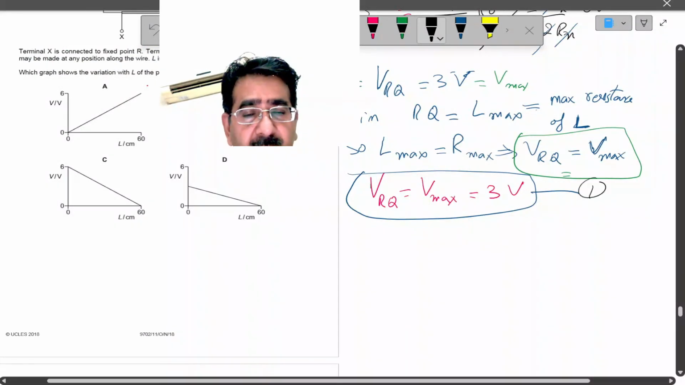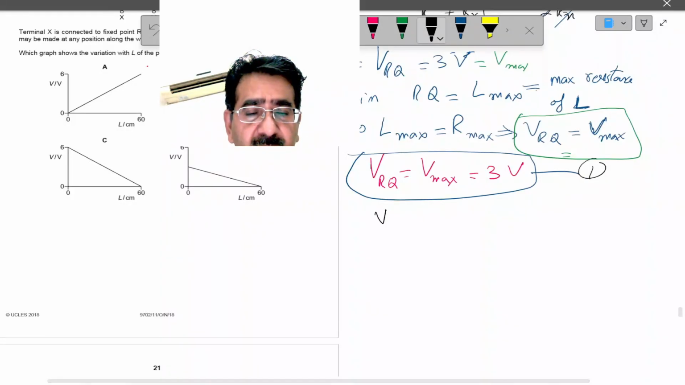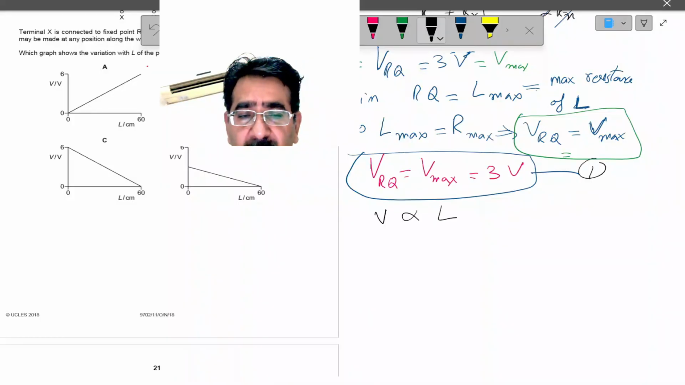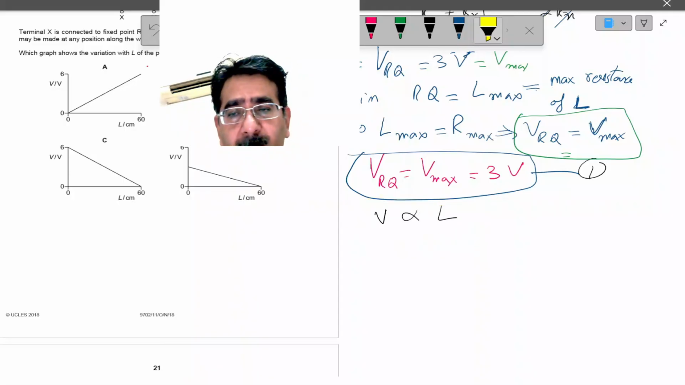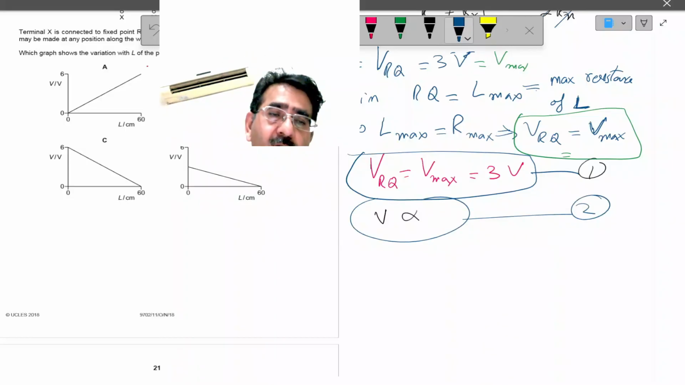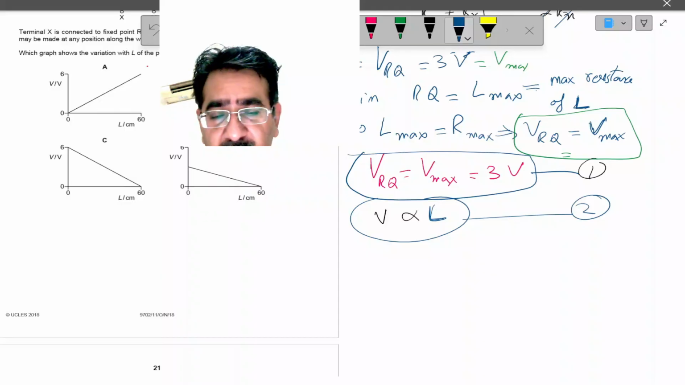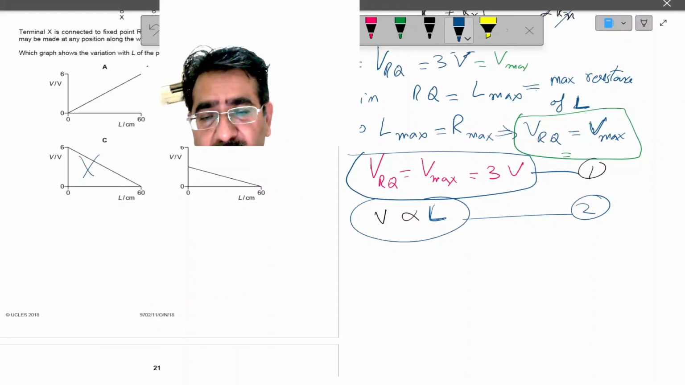This is 1 and 2, and the second is that V is directly proportional to L. So that is there is a 2 point. One, maximum voltage must be... firstly, V must be directly proportional to L. So V must be 0 at 0, and it must increase directly proportional. So these two are wrong.